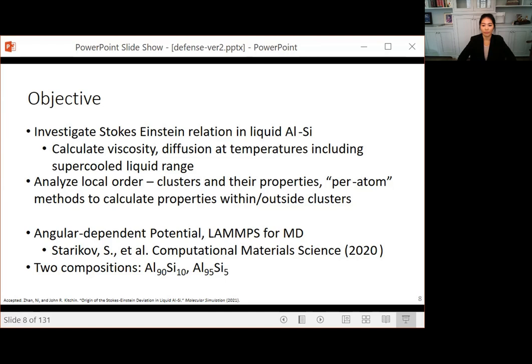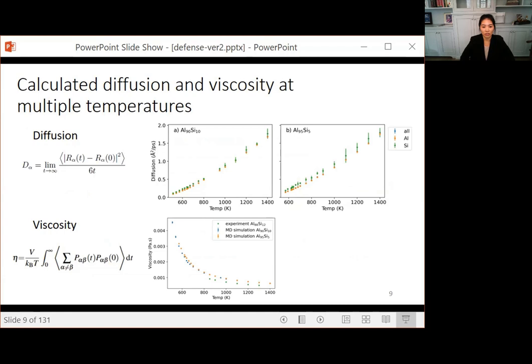Now I'm showing the results for the diffusion and viscosity. For the diffusion, it was calculated using the slope of the mean squared displacement. This is known as Einstein's method. We see the plots on the right are diffusion versus temperature. And diffusion is increasing when temperature increases. This is expected. And we also see that it follows the empirical Arrhenius equation for the entire temperature range.